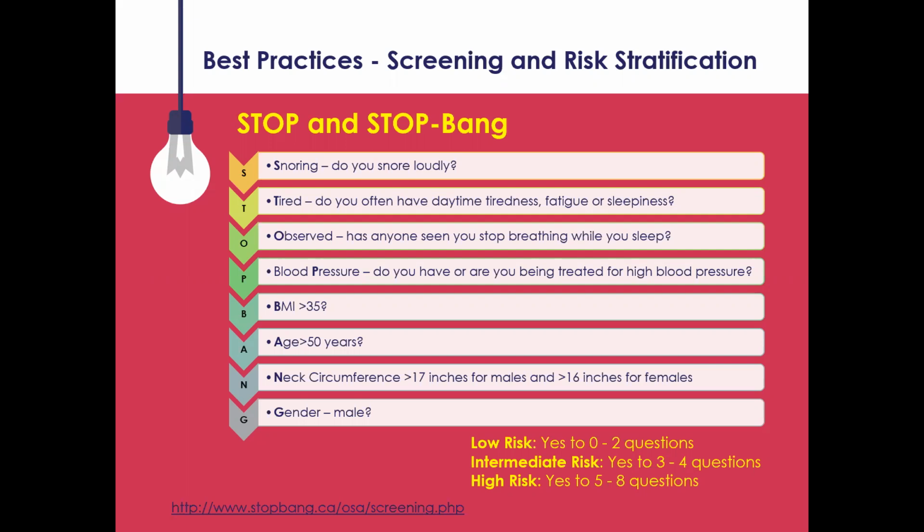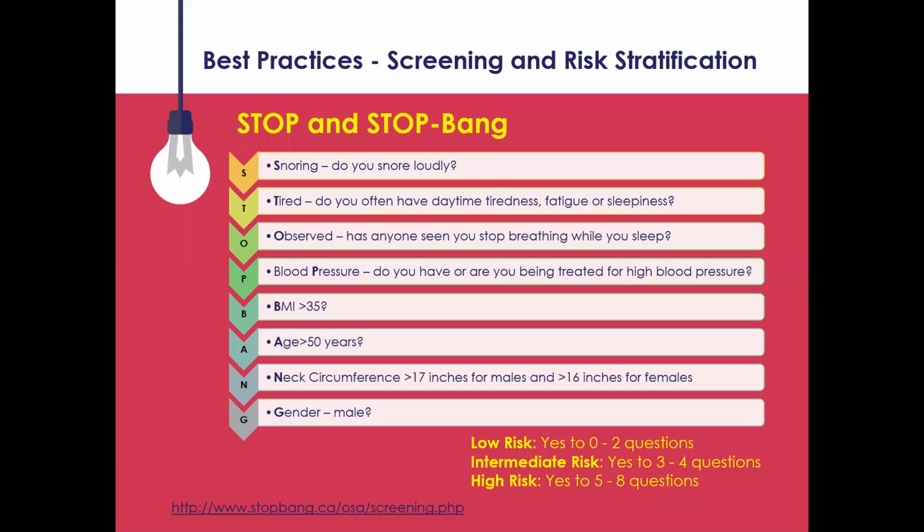Positive answers on 2 of the 4 questions of the STOP or 3 of the 8 questions for STOP-Bang indicate high risk for sleep apnea. The study has been validated and demonstrates high sensitivity with moderate specificity, which means it tends to overestimate the likelihood of OSA in patients.